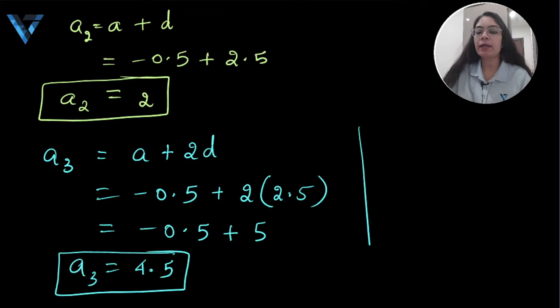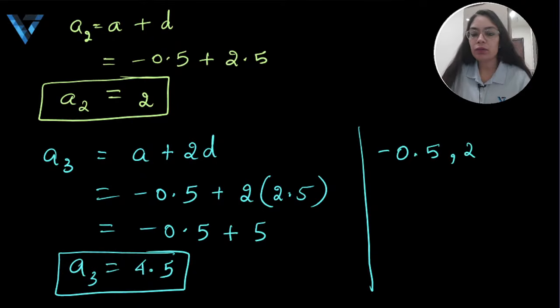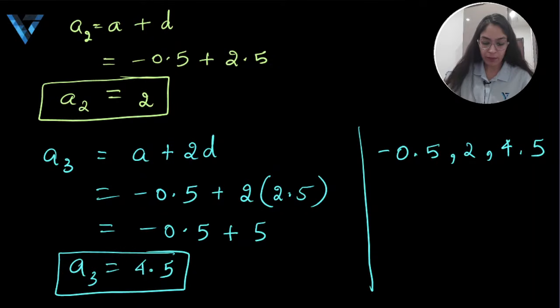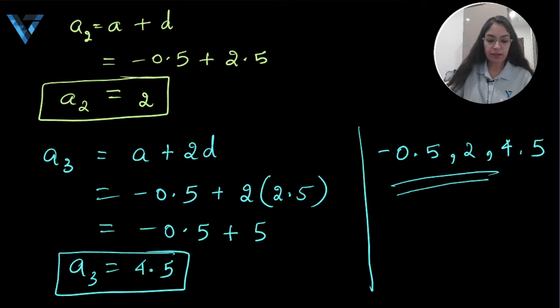So the first three terms we can write here: minus 0.5, 2, and 4.5. Minus 0.5, 2 and 4.5. Is it clear?